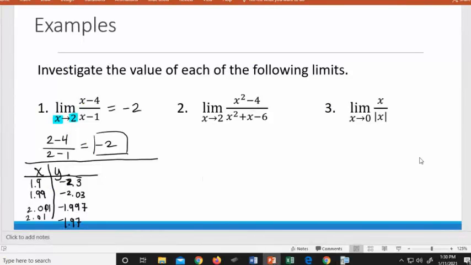Okay, this next one. We want to know the limit as x approaches 2 of x squared minus 4 over x squared plus x minus 6.